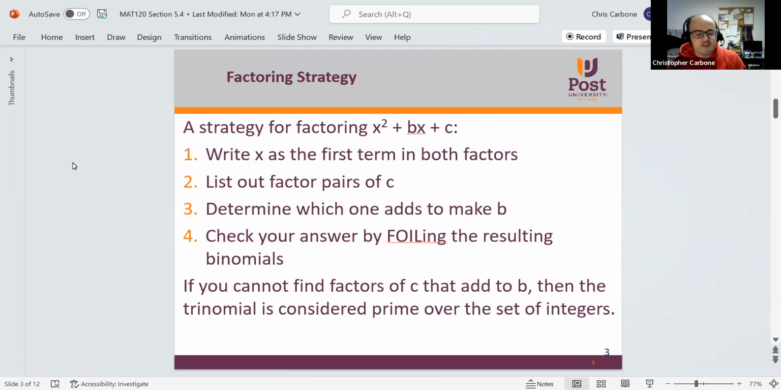So what does that mean? That means a strategy for factoring x squared plus bx plus c. We write x as the first term in both factors, list out the factor pairs of c, determining which one adds to make b, and then check your answer by FOILing the resulting binomials. And if you cannot find factors of c that add to b, then the trinomial is considered prime over the set of integers.